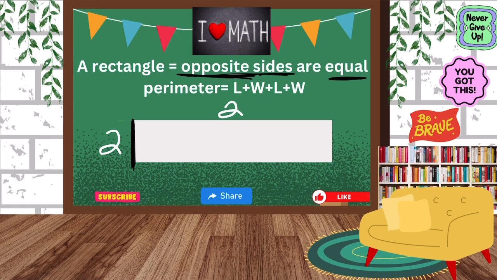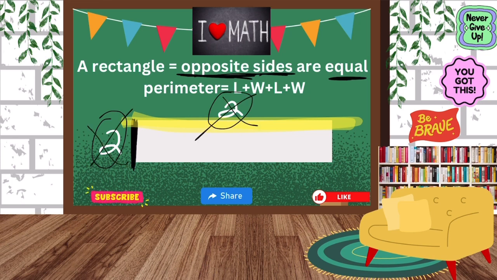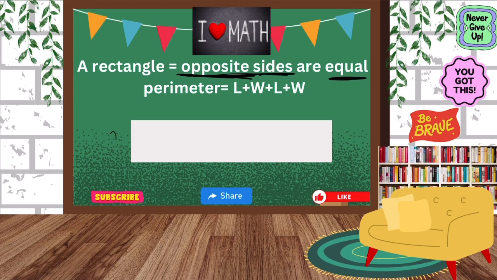If I have a length, where that black line is at, my length is 2. And then my width is where that yellow line is at, and we're also saying that it's 2. But let's take a look at it. Is that black line the same size as the yellow line? No way. The yellow line is way longer than that black line. So that's how I know that my length and width cannot be the same numbers, because they are two different sizes. Does that make sense?